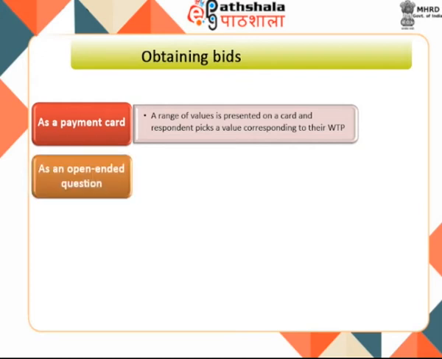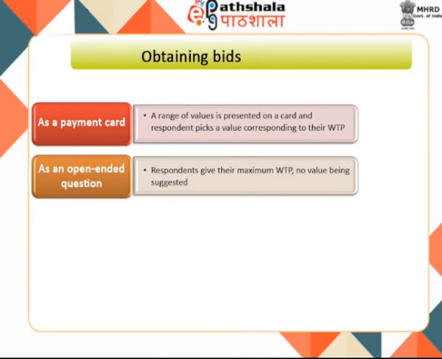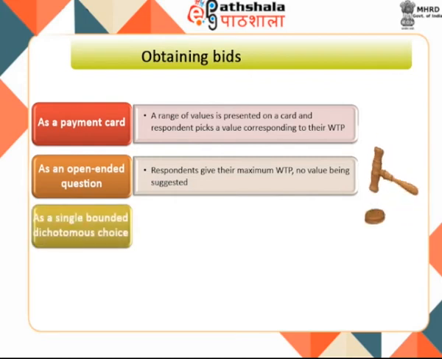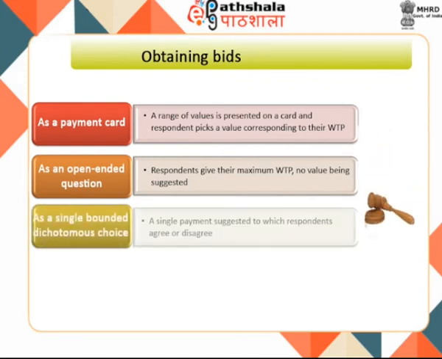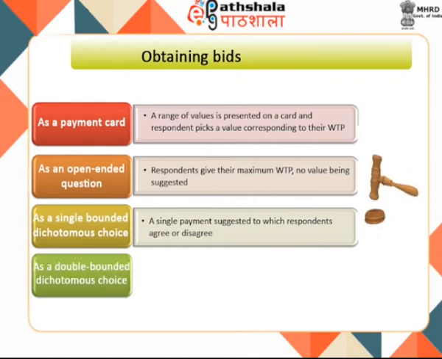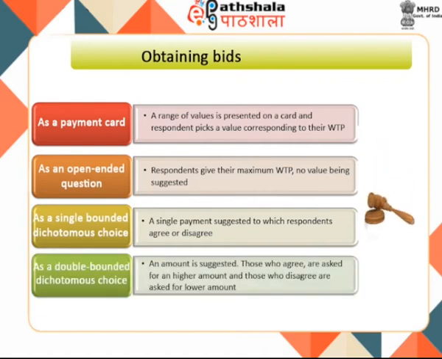As an open-ended question, individuals are asked for their maximum WTP with no value being suggested to them. As a single bounded dichotomous choice, a single payment is suggested to which respondents either agree or disagree. As a double bounded dichotomous choice, those respondents who say no to the first amount are then asked if they would pay a lower amount, whilst those respondents who say yes to the first amount are asked if they would pay a higher amount.